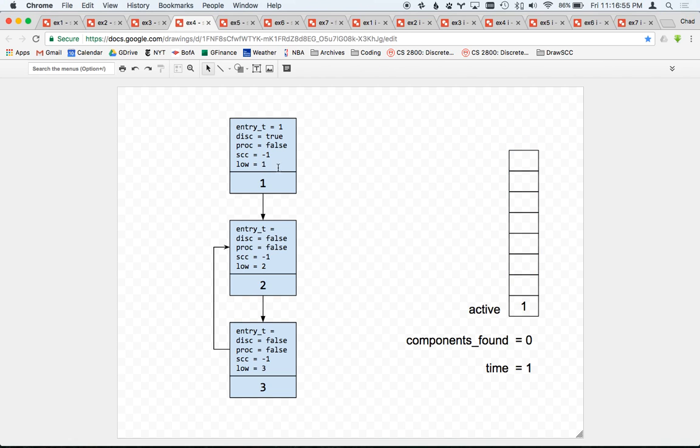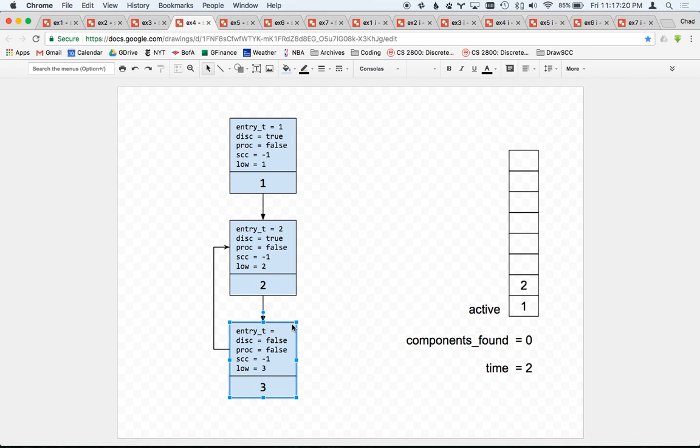Push vertex 1 onto the active stack and then explore its edges. We have this edge which we explore, discover an undiscovered vertex, mark it as discovered, increment the time marker by 1, and put in the entry time as 2. Push it onto the active stack, because again we have not yet found the strongly connected component in which it resides. We begin exploring the out edges from vertex 2.